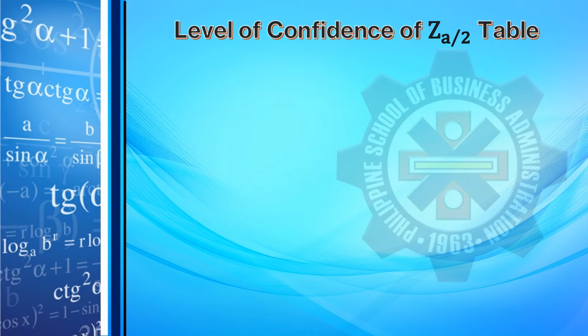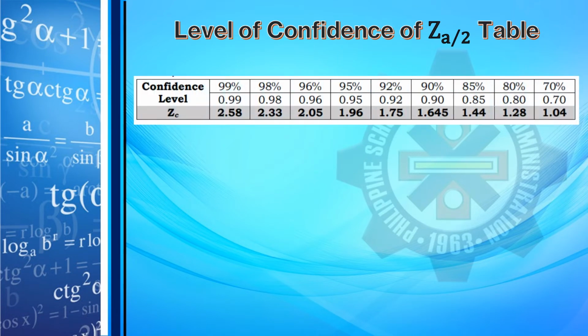So this is the level of confidence or C coefficient table. Confidence level 99% is equal to 2.58, 98% equals 2.33, 96% equals 2.05, 95% is equal to 1.96, 92% is equal to 1.75, 90% is equal to 1.645, 85% is equal to 1.44, 80% is equal to 1.28, and 70% is equal to 1.04. So yung ating confidence level ay kailangan nating i-convert into C coefficients para magamit natin sa problem.